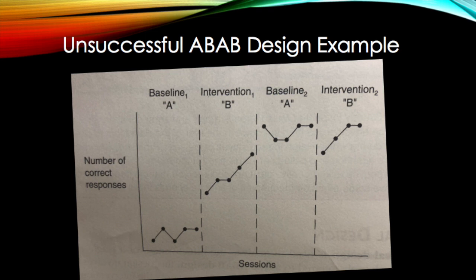This graph shows that there is not a functional relation between the intervention and the target behavior. While the behavior increased once the intervention was implemented, there was not a return to the baseline once it was removed. This shows that an extraneous variable that was not accounted for was affecting your target behavior rather than your intervention itself.